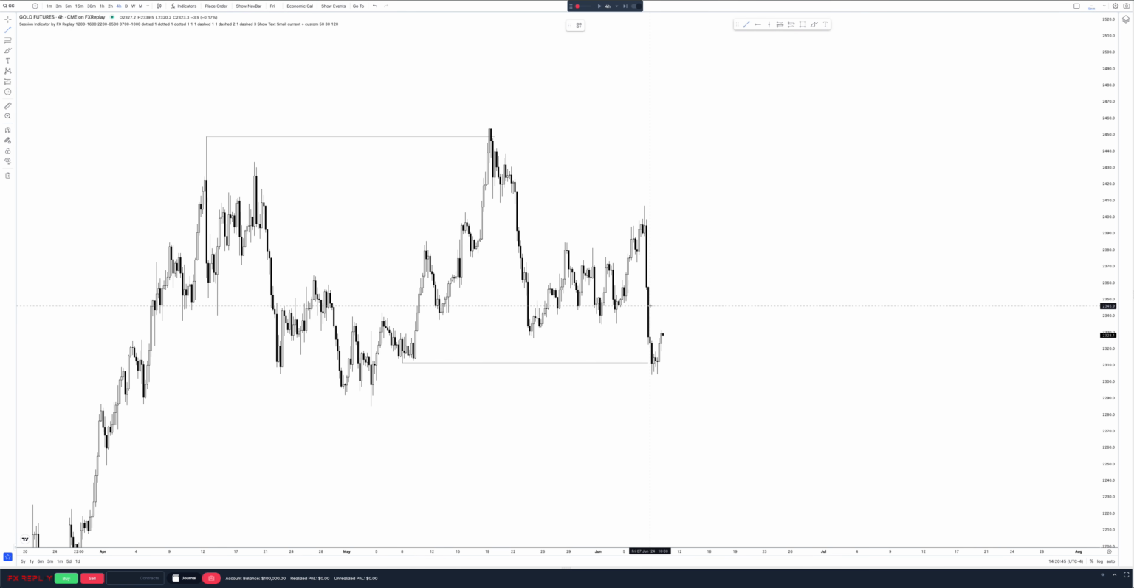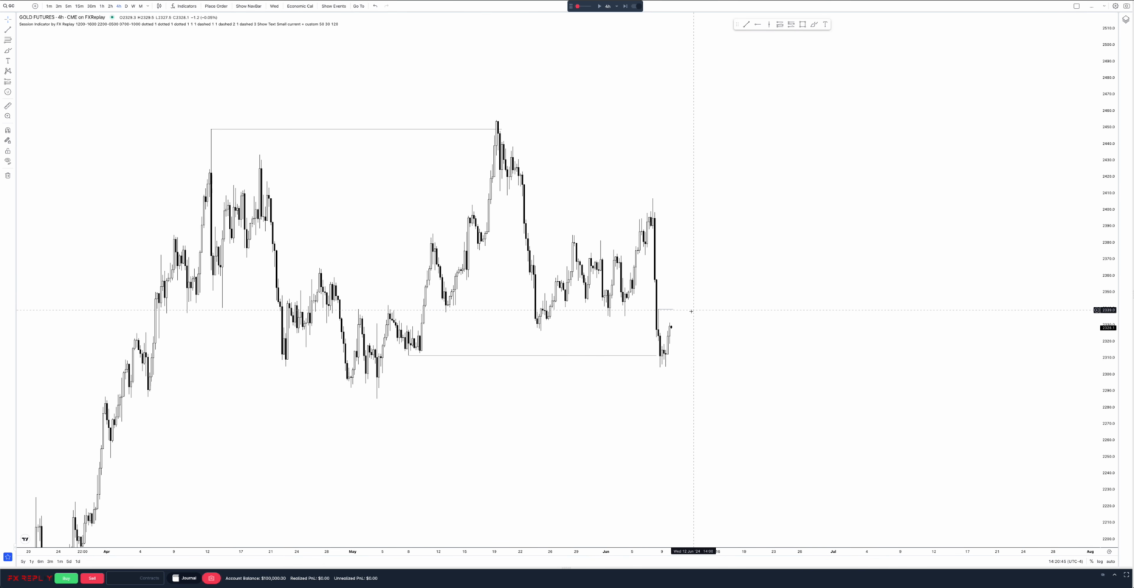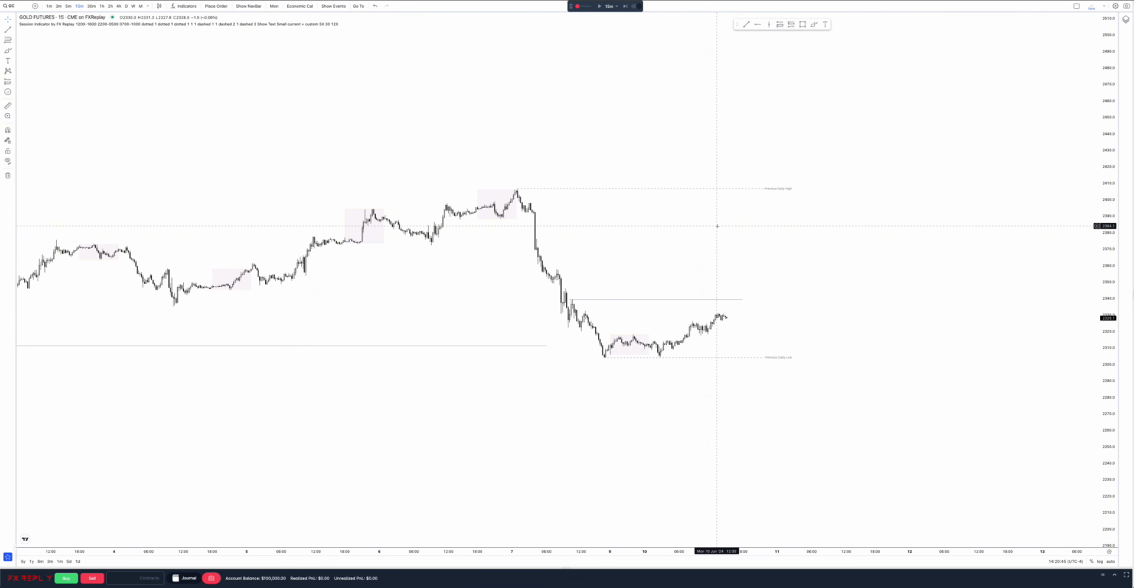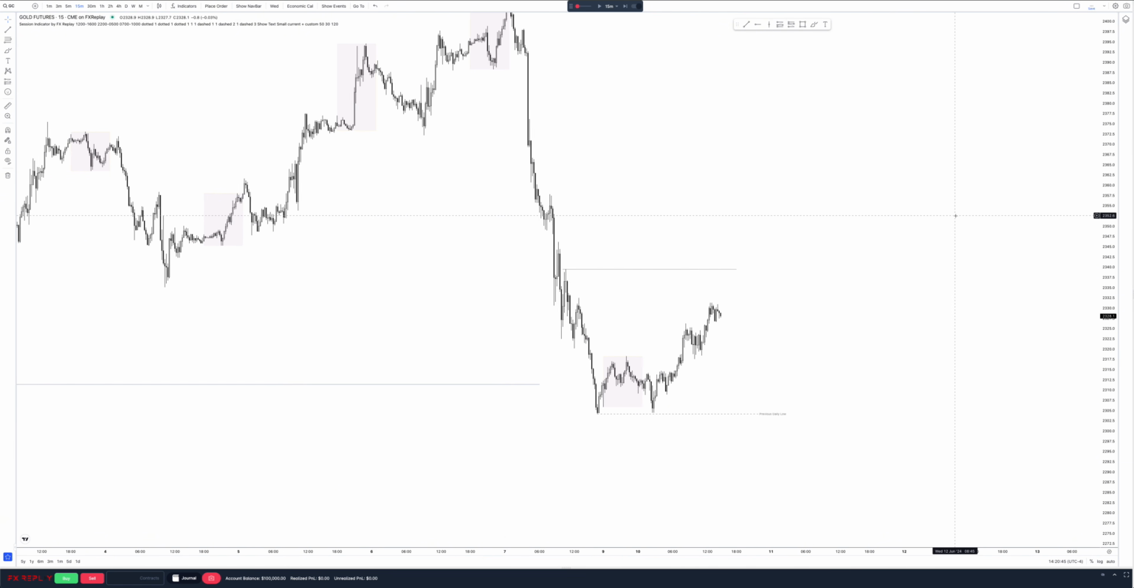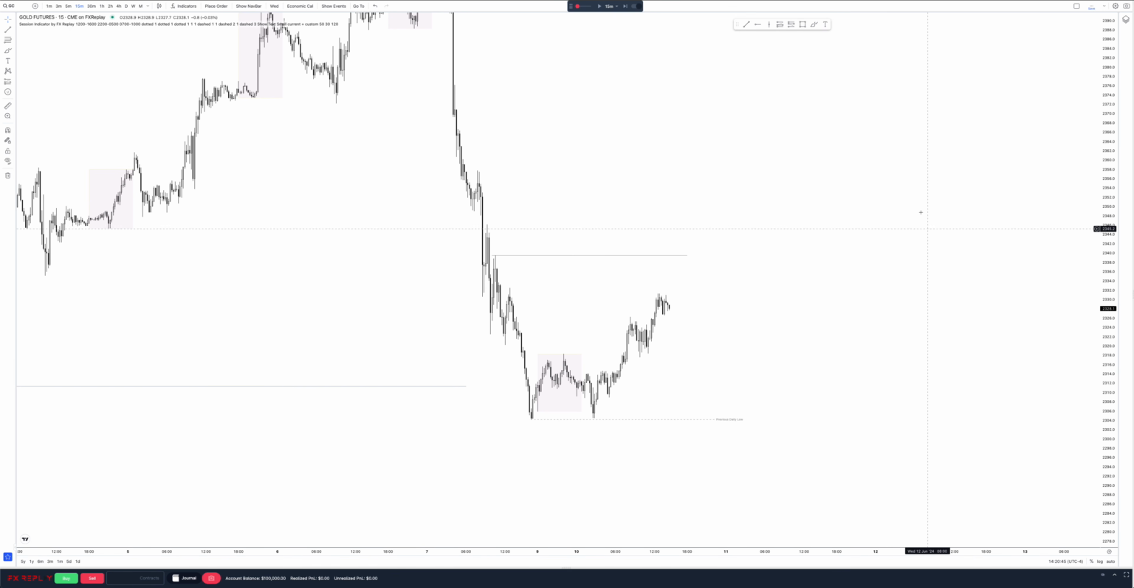Nevertheless, first target or first area that I can see it coming to is this high on the 4-hour time frame. There is an imbalance above, so I will see what happens when price comes into that imbalance. So if I head to the 15-minute time frame, okay, what do I see? Number one, I can see that Asia low over here was swept.